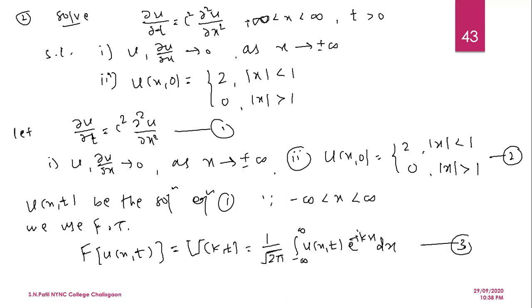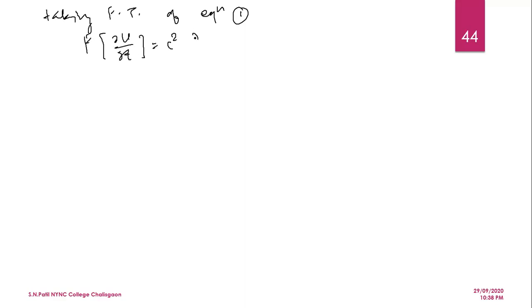Okay, now taking the Fourier transform of equation 1, that is, the Fourier transform of ∂u/∂t equals c square times the Fourier transform of the second order derivative of u with respect to x. Its resultant is the ordinary derivative of capital U with respect to t equals c square times its Fourier transform, which we already discussed, that is minus k square capital U.